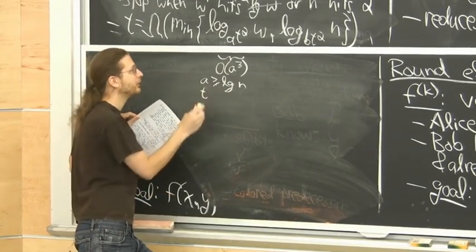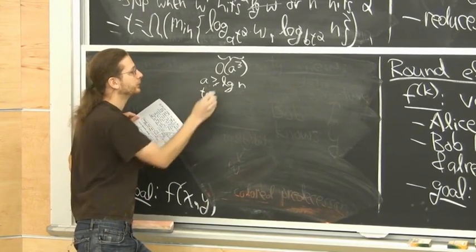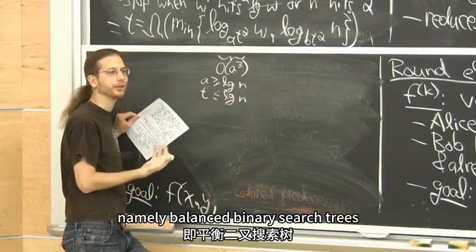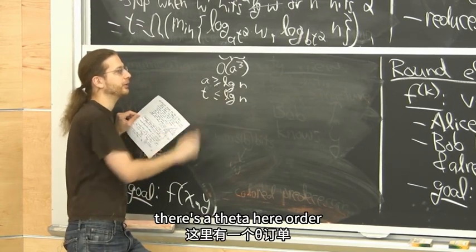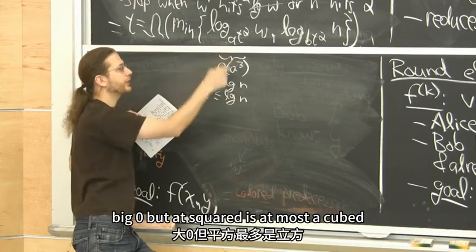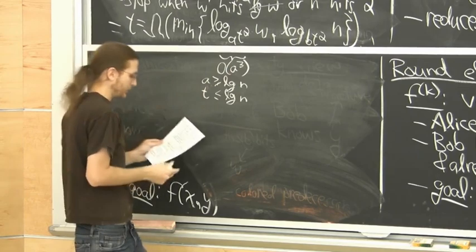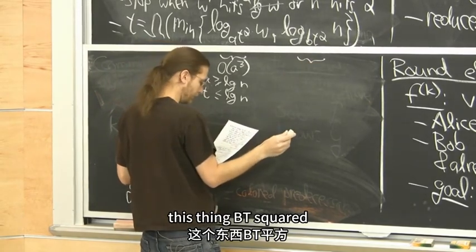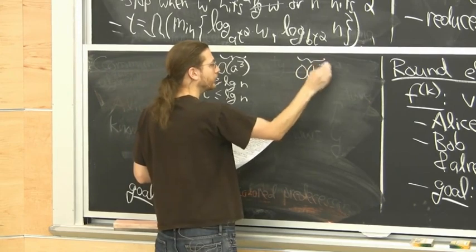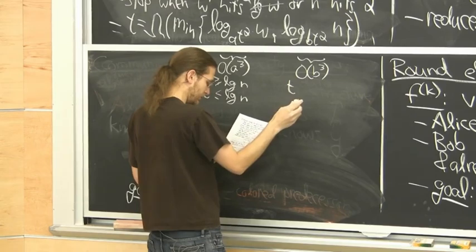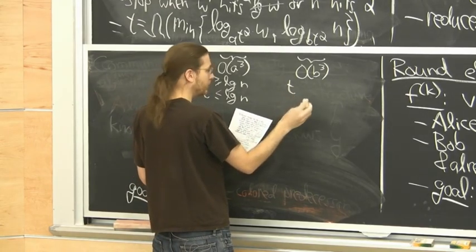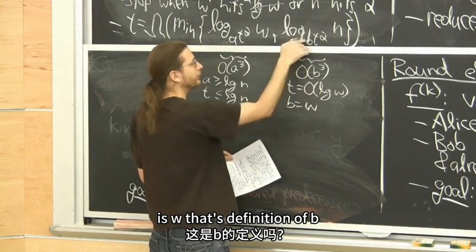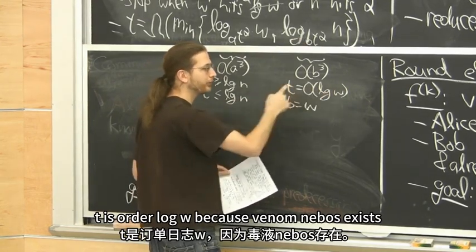And furthermore, t is at most log n. Why? Because there is a predecessor data structure that runs in log n time per operation, namely balanced binary search trees. Okay, so at squared is at most a cubed. On the other hand, this thing, bt squared, is order b cubed. Why? Because t is order log w. b is w. That's the definition of b. t is order log w because van Emde Boas exists.